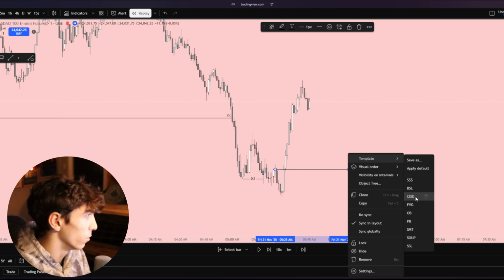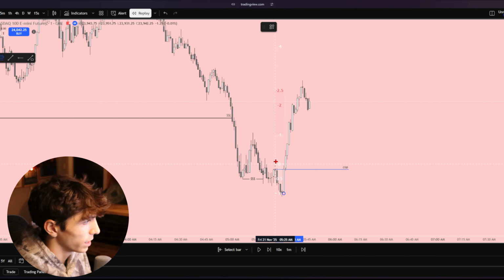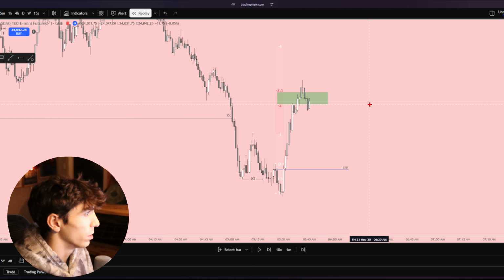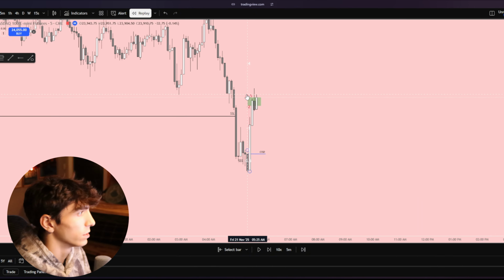You're looking, you want to see price go higher, but you just don't know where. You draw in your standard deviation on your last manipulation leg. You see that the 1 minute already got hit, the -2, -2.5. Now price is starting to drop.